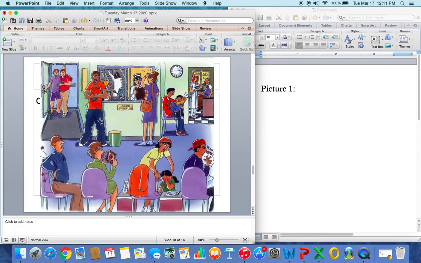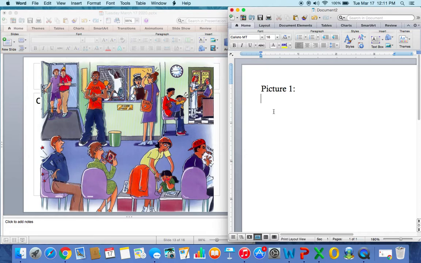So let's see what we have. So let's say we want to talk about Tom. Tom is holding onto his stomach. So it looks like Tom has a stomach ache. Remember that we learned about that in Unit 7.